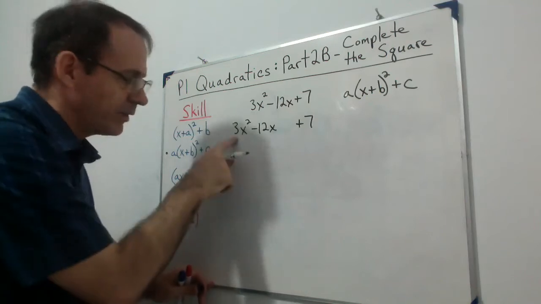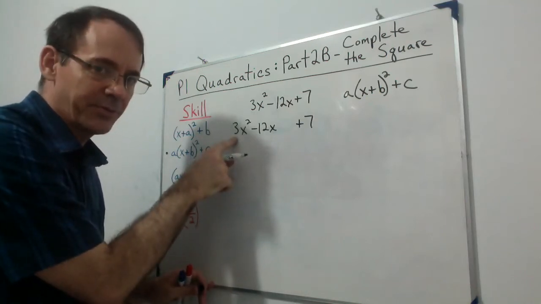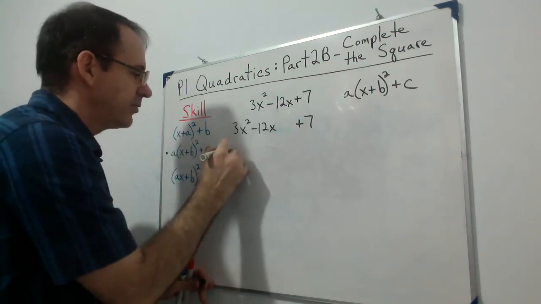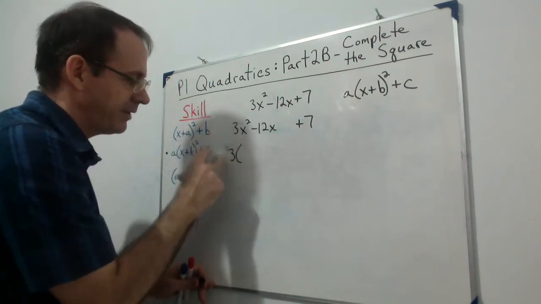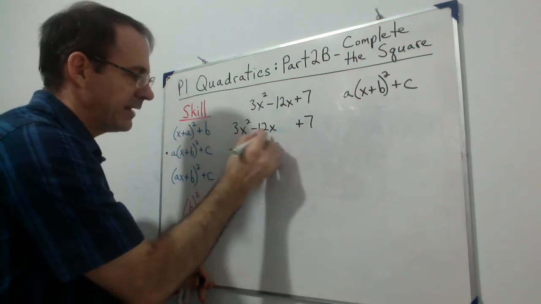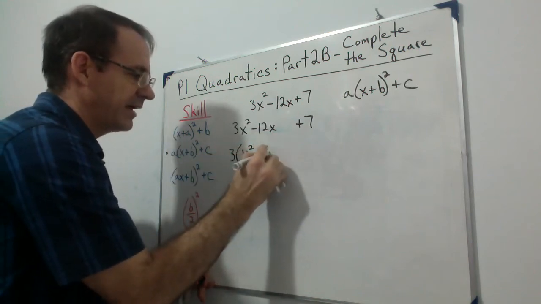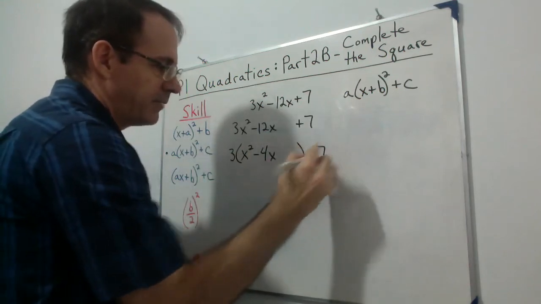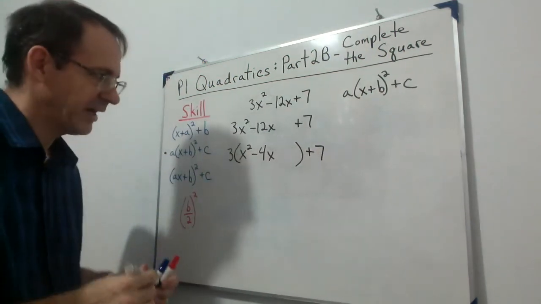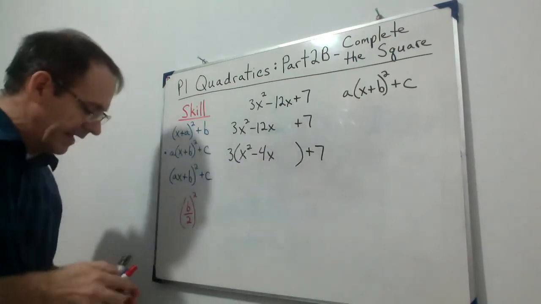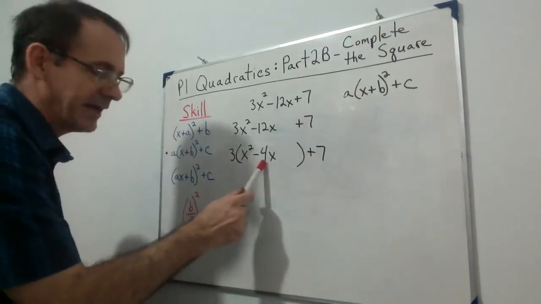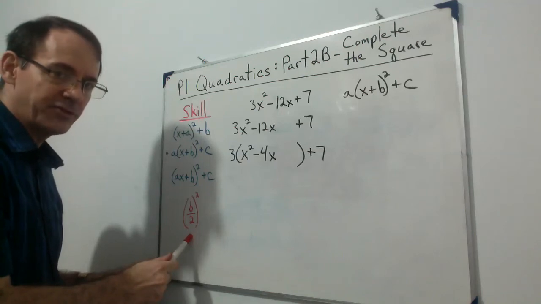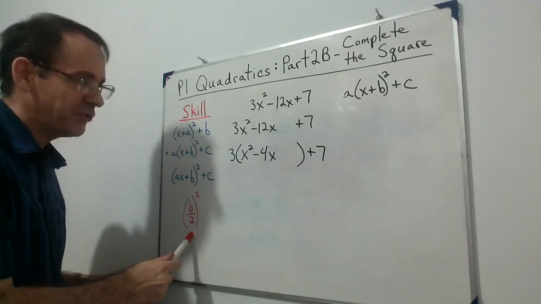Second step, we want to factor out the 3. Remember, we don't want that A term on there, so we factor out the 3. 3 divided by 3 is 1. Negative 12 divided by 3 is negative 4. We give ourselves room for the magic number and put the 7 here on the outside. Now we want to find the magic number, so we divide negative 4 by 2. Negative 4 divided by 2 is a negative 2.